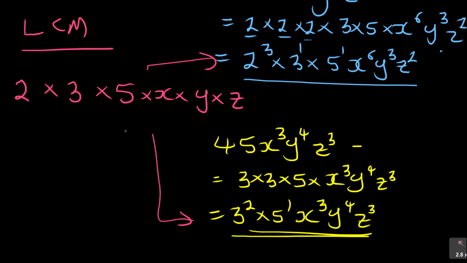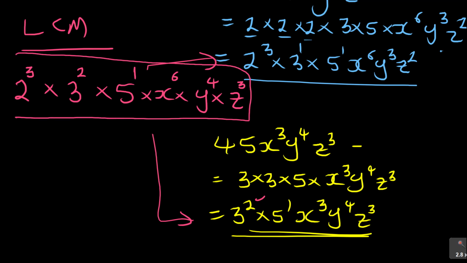Now come to the powers. You take the highest powers. 2 has the power of 3 as highest. 3 has the power of 2 as the highest. 5 has the power of 1 as the highest. X, there is 6 and 3, 6 is highest. Y, there is 3 and 4, 4 is highest. Z, there is 2 and 3, 3 is highest. So this is where the answer is coming from.